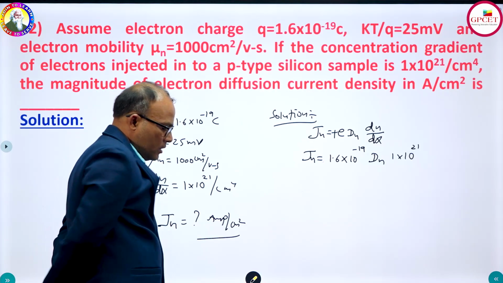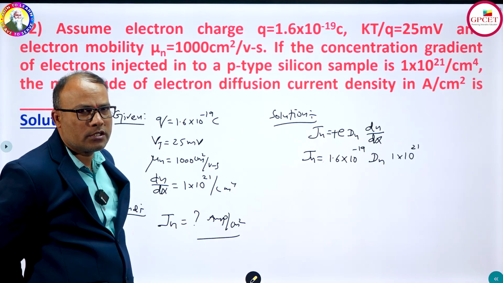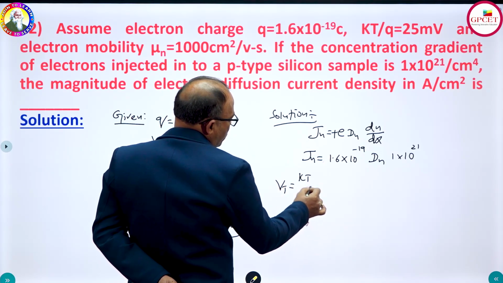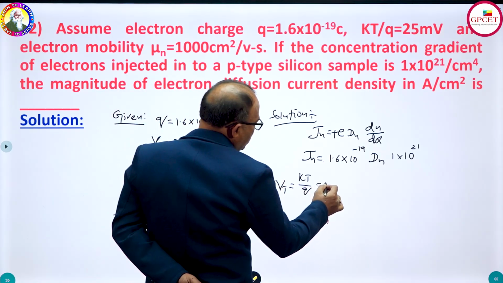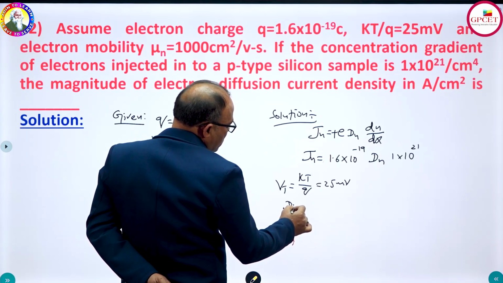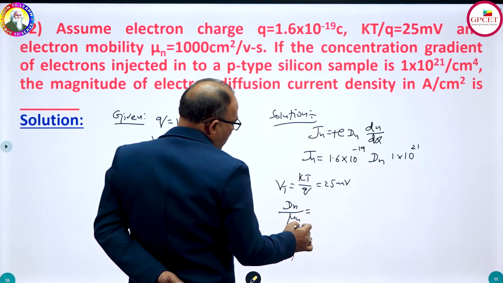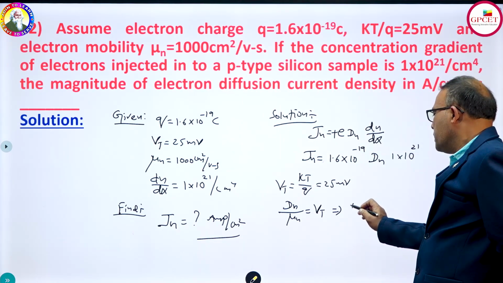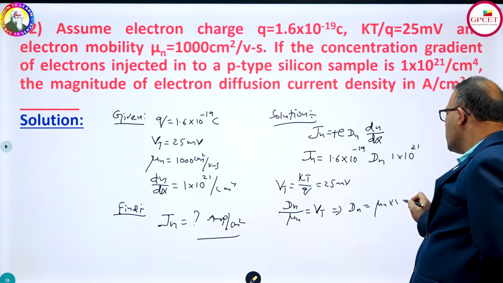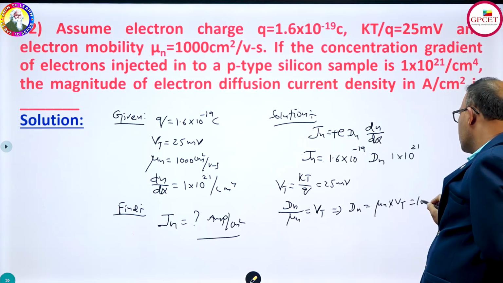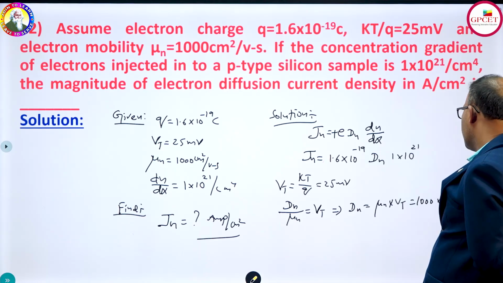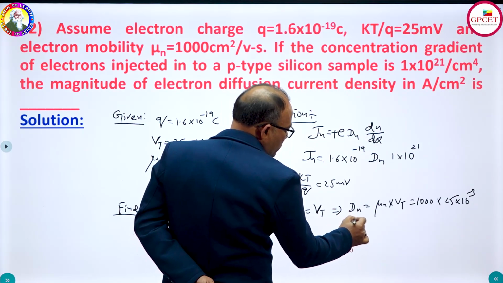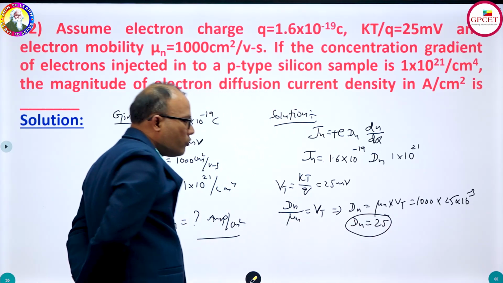How to find Dn? Just now we have seen volt equivalent temperature and Einstein's relation. According to Einstein's relation, Vt = kT/q, which is already given here as 25 millivolts. According to Einstein's relation, Dn/mu n = Dp/mu p = Vt. Dn we need to find: Dn = mu n × Vt = 1000 × 25 × 10^-3. So Dn is equal to 25.